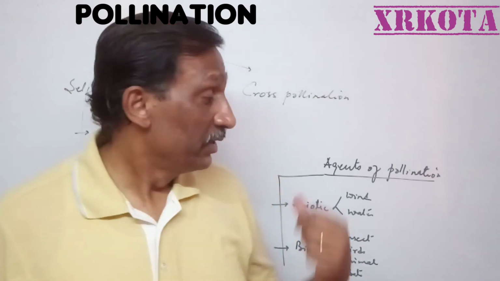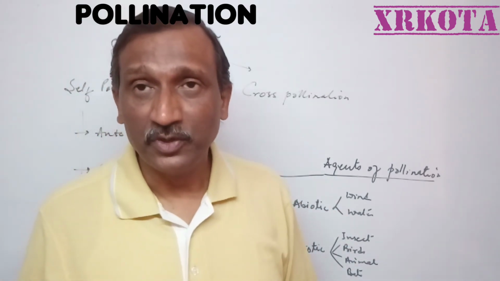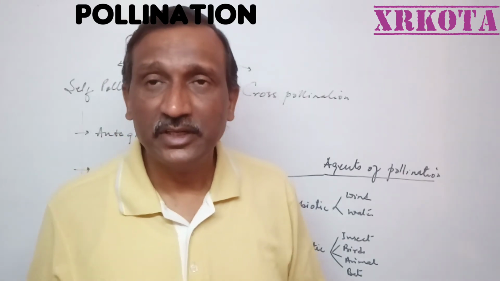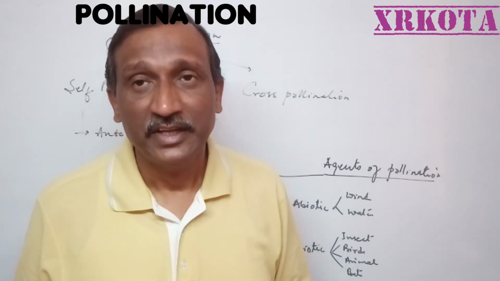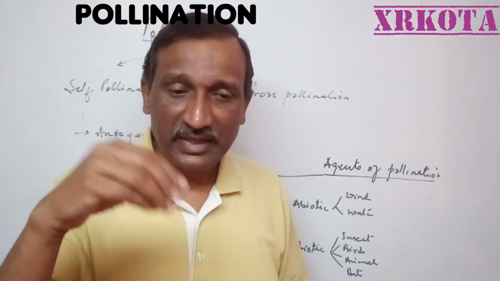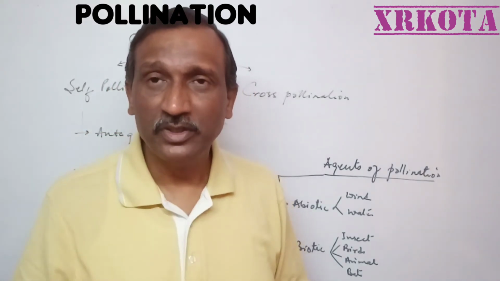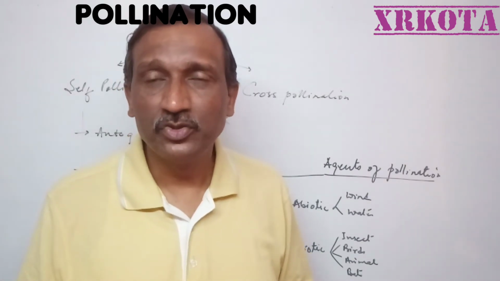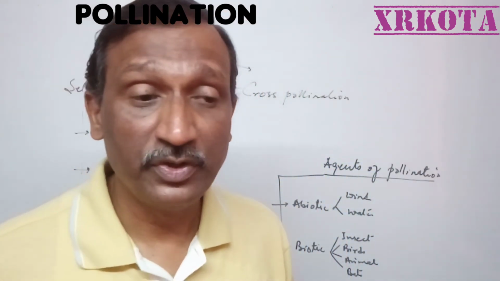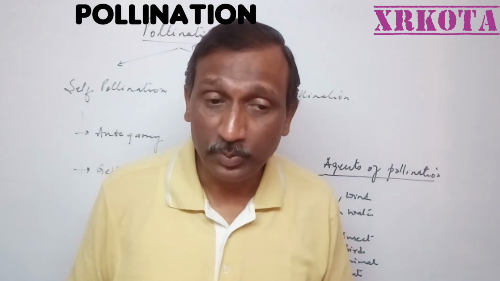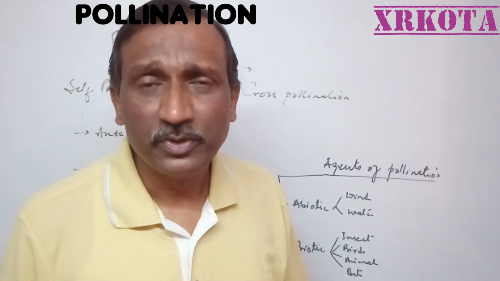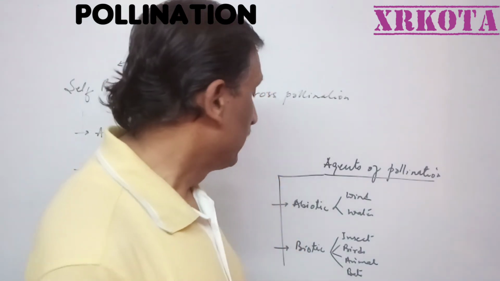There are only 30 genera, mostly monocotyledons, which show pollination by water, or hydrophily as it is commonly known. For that, the male gametophyte, that is the pollen grain, will be released and will passively move with the water current and reach the female gametophyte. So the chances of pollination decrease, and quite a low proportion of pollination takes place, and that is why wind pollination and water pollination are not very common.